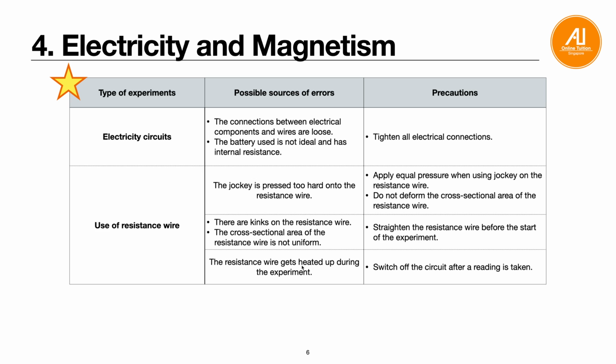The resistance wire gets heated up during the experiment. Ideally, because you know from your theory that if the temperature increases, the resistance will increase accordingly, under your Ohm's law. So ideally, you should switch off the circuit after a reading is taken.